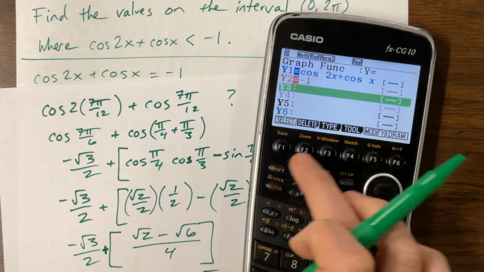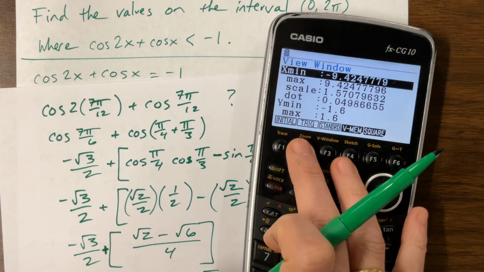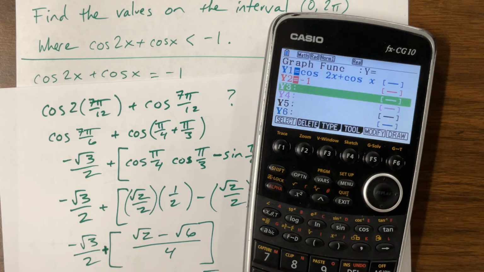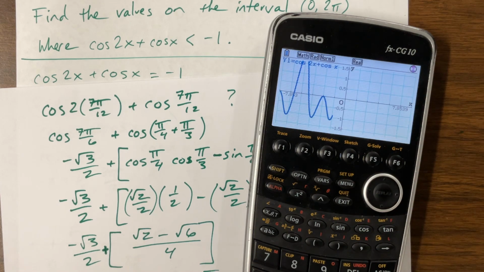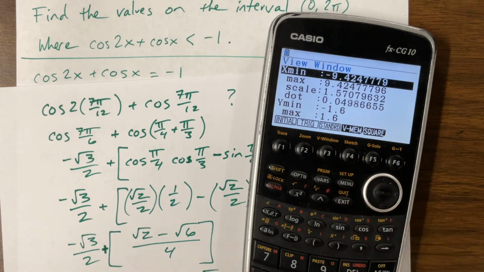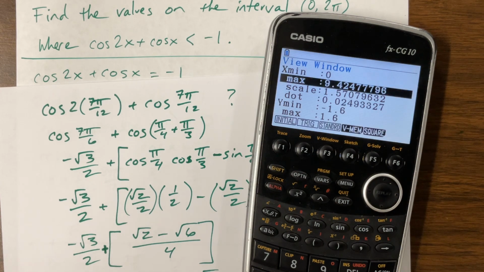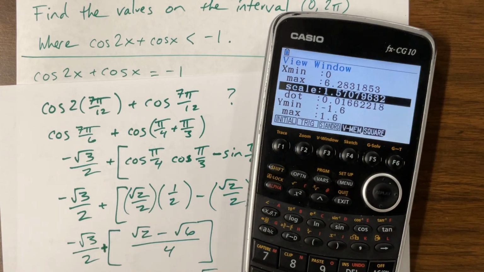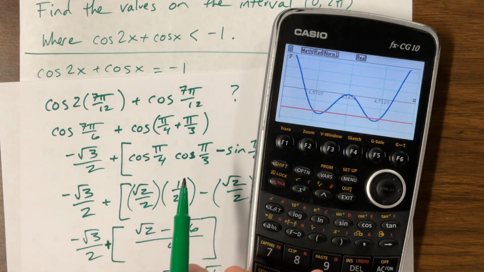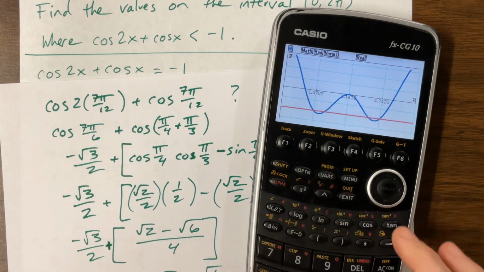Let's change my window to be trig. Do I like that? I don't know, we're about to find out. Okay, it's almost too much. Oh, look at that. Okay, so let's actually change our window. We restricted our window to from 0 to 2 pi, so I could go from 0 to 2 pi and change my window like that. The y values looked fine. Okay, so in that interval, where is the blue less than the red? Well, it's between those intersection points.